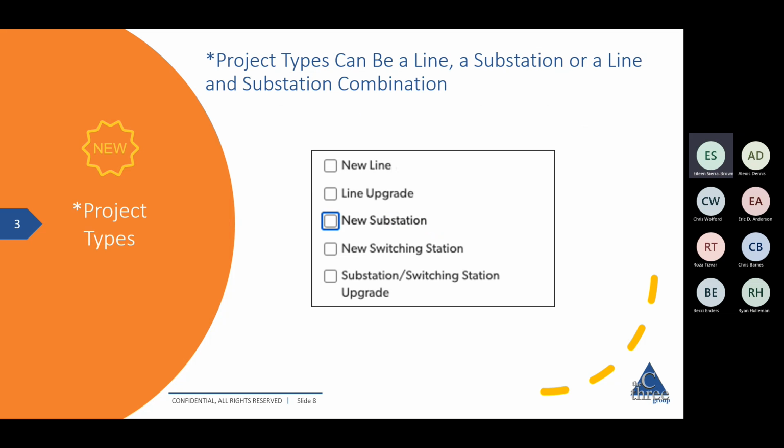In project types, every project will be fundamentally one or more or all of these five predominant project types. So it'll either be a new line, a line upgrade, a new substation, a new switching station, or a substation or switching station upgrade. A project can contain all five of these, or only one of these elements.